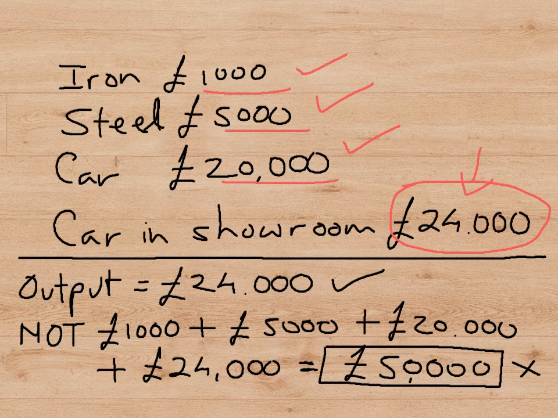If we added up all of these numbers, we would get 1,000 plus 5,000 plus 20,000 plus 24,000, which would give us the figure of £50,000. Now, £50,000 is not the value of the final output of this example. The value of the final output is the value of the final good, which is £24,000. If we count all the intermediate goods, we will actually be counting their value twice, because all the intermediate goods end up in the final good. So therefore, in order to measure the value of national output, we must measure the value of final goods produced in an economy and ignore intermediate goods.